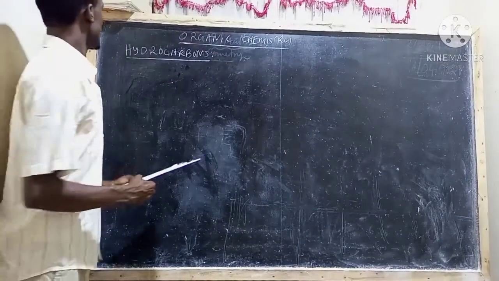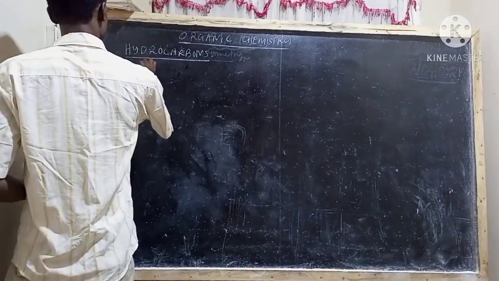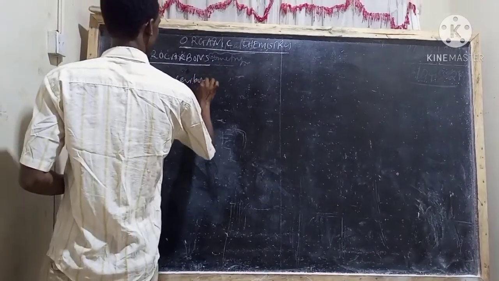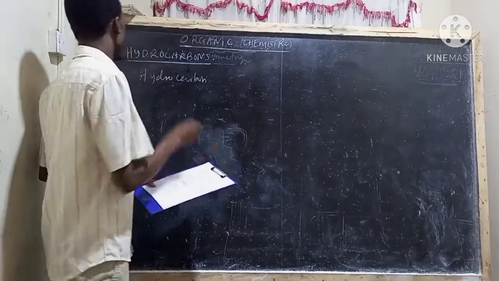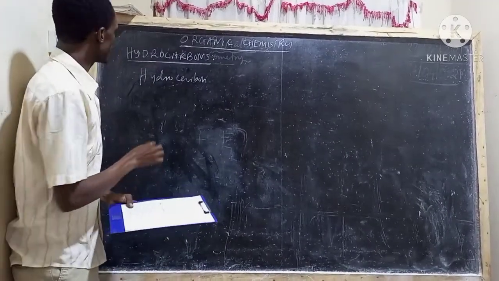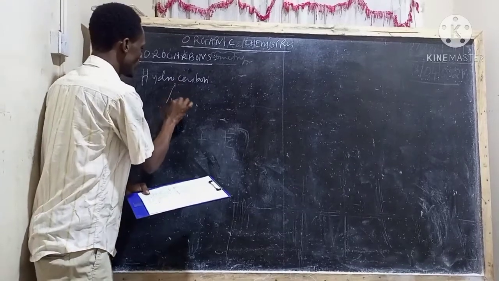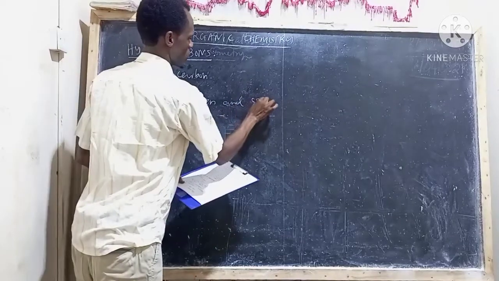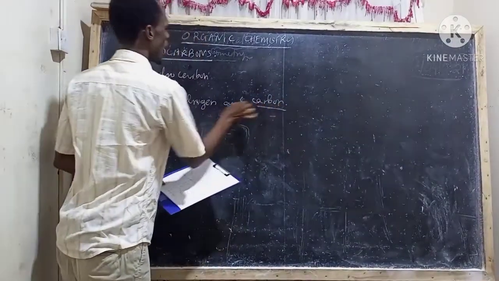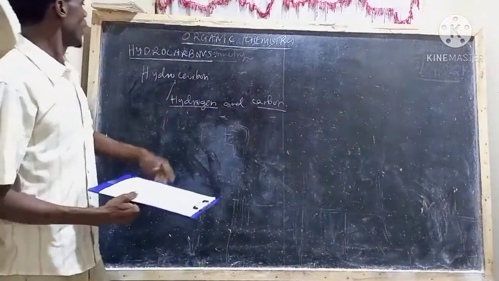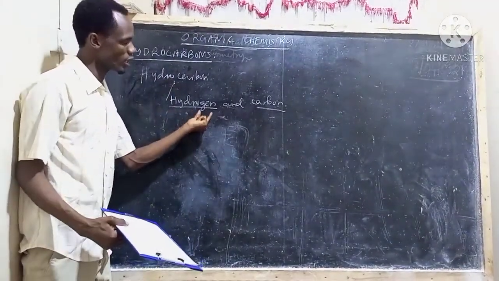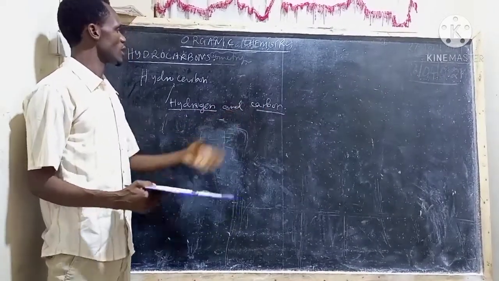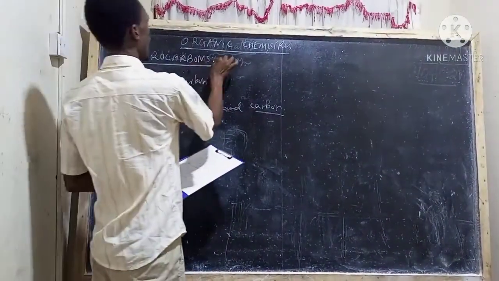Hydrocarbon is a simple word. Hydrocarbon means it is an organic compound which is made up of hydrogen and carbon, and that is why it is called hydrocarbon. This is the combination of hydrogen and carbon. If hydrogen and carbon get together, they form what we call a hydrocarbon.